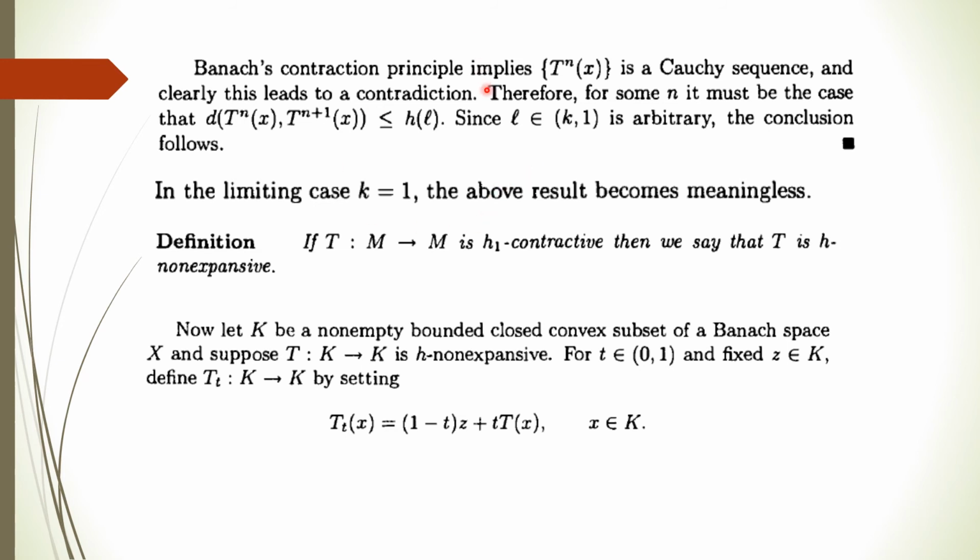But in the above definition, if we put K to be 1, then the result becomes meaningless, because 1 minus 1 will be 0, so we have infinity, so no use of this result. So basically when you put K to be 1, we have an h 1-contractive mapping, and that h 1-contractive is said to be h non-expansive. So if T is a mapping going from M to M with K equal to 1, then we say this is an h non-expansive mapping.